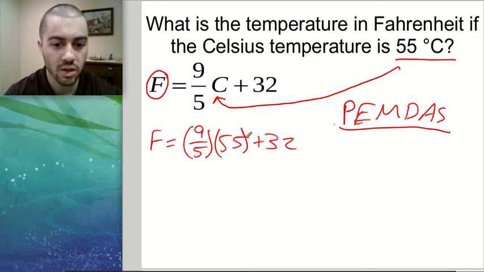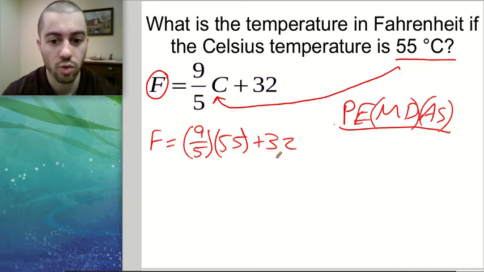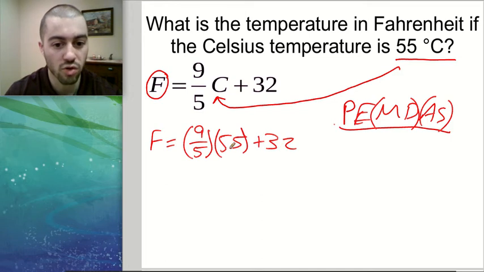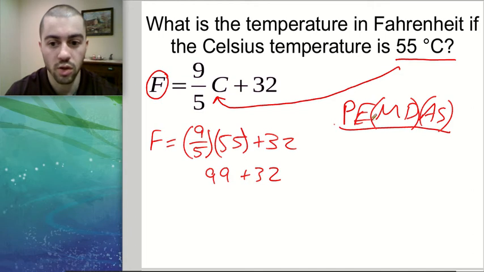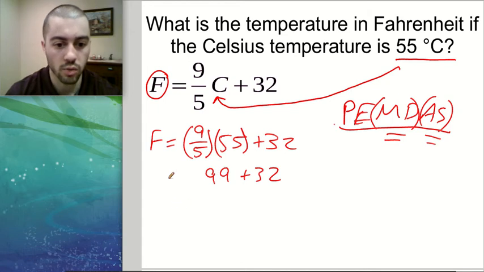The first thing we need to do here: we have parentheses, exponent, multiplication, division, addition, and subtraction. So the first thing is multiplication and division, since they come before addition and subtraction. You do not add this 32 before you multiply and divide. So we can multiply 9/5 by 55, which gives us 99, and then we can add 32. We do the multiplication and division first, and then the addition and subtraction, and we end up with a final temperature of 131 degrees Fahrenheit.